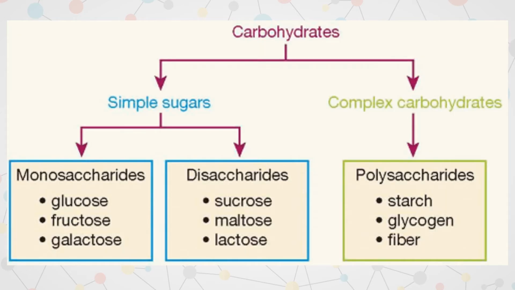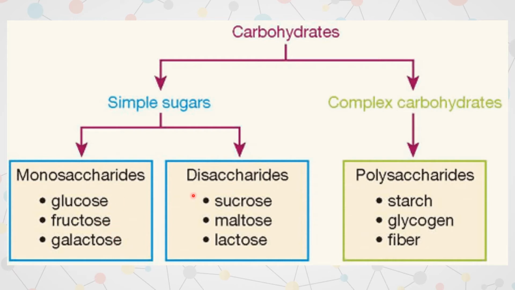Carbohydrates are divided into two main groups. We have simple carbohydrates or sugars, and we have complex carbohydrates or complex sugars. Simple carbohydrates are subdivided into two groups. We have monosaccharides and disaccharides. From the word mono, monosaccharides are composed of one unit of sugar. Examples of monosaccharides are glucose, fructose, and galactose.